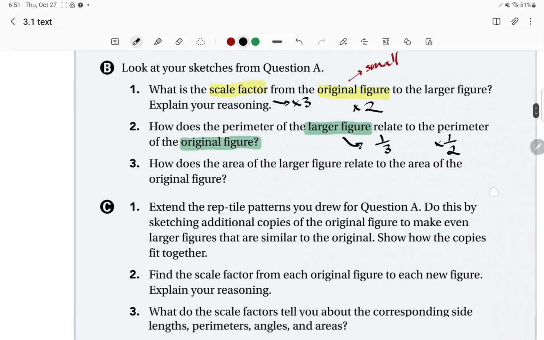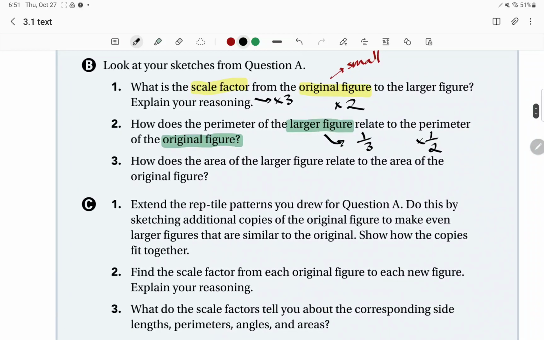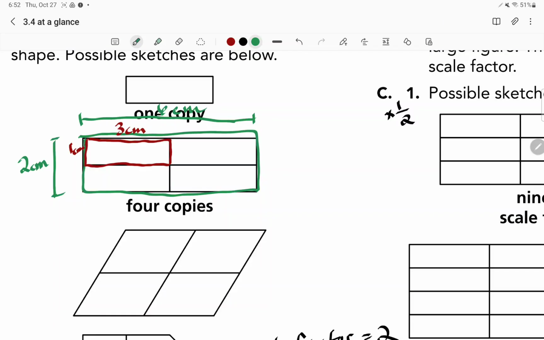And then number 3, how does the area of the larger figure relate to the area of the original? We should know the answer to this as well, but let's go back to our shapes to find out. So if we look at the area of the large one, it's going to be length times width. So 6 times 2, that gives us 12 square centimeters. And if we look at the area of one of the small ones, that gives us 3 times 1, so that's 3 square centimeters, right?